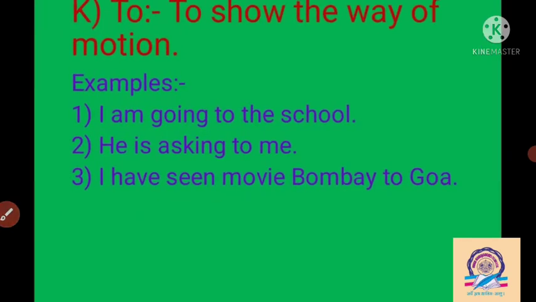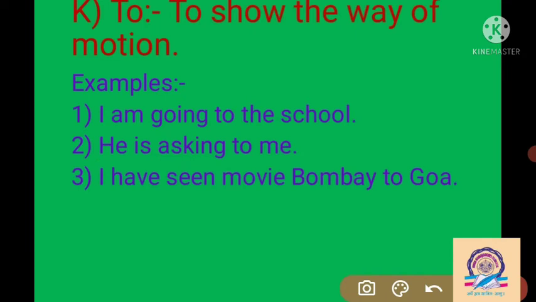Then, to show the way of motion, in which direction you are going. Like, I am going to school. Where are you going? So it shows the direction. I am going to the school. Then he is asking me, particularly me. So it shows the direction. He is asking questions to me only. So at that time it is a way of direction, a way of question.